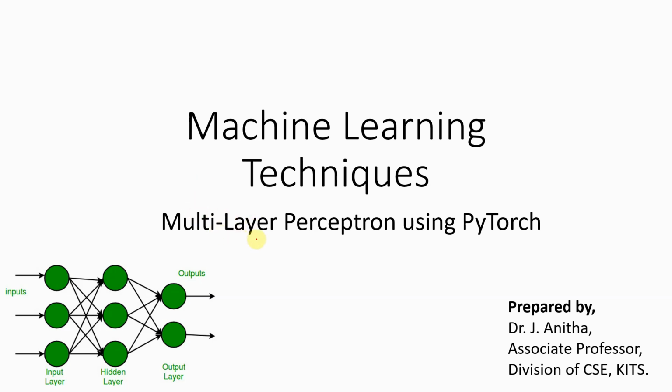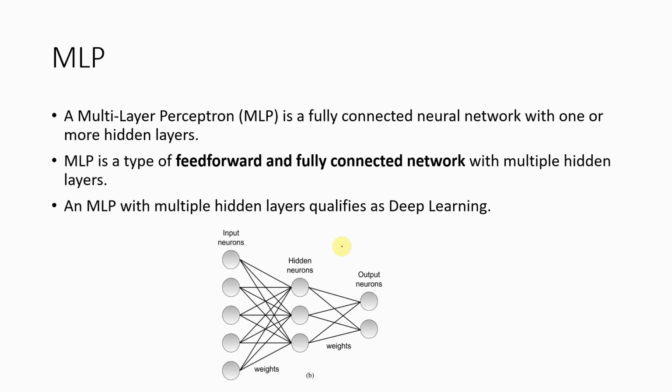Dear students, in this video we are going to see the implementation of the multi-layer perceptron algorithm using the PyTorch framework. I have already posted a video related to the implementation of MLP using the scikit-learn library. So MLP is a type of artificial neural network in which we have one or more hidden layers.